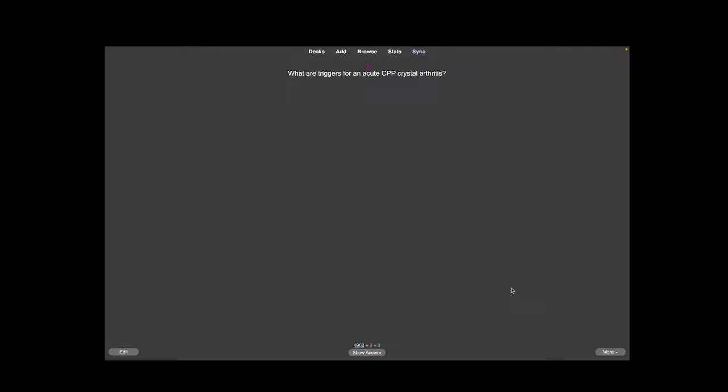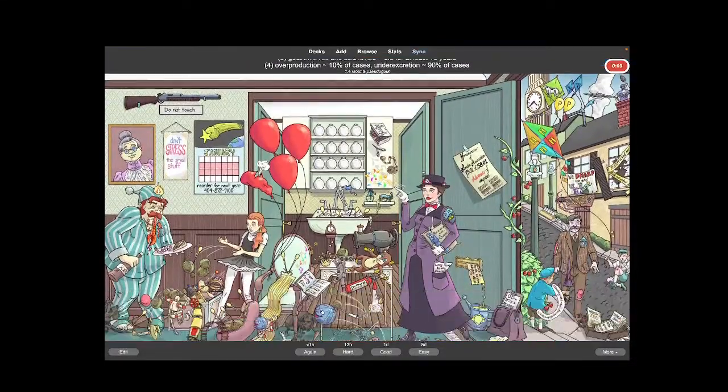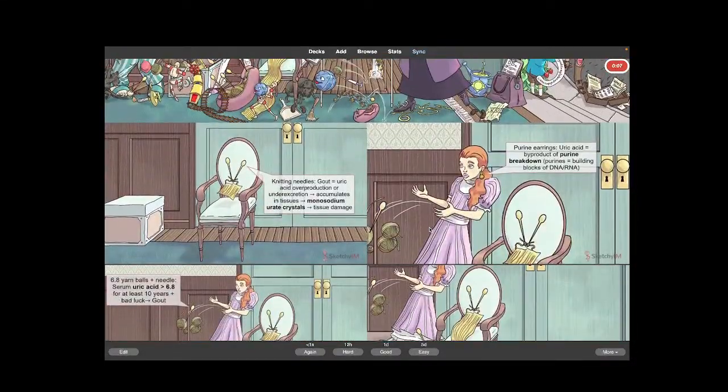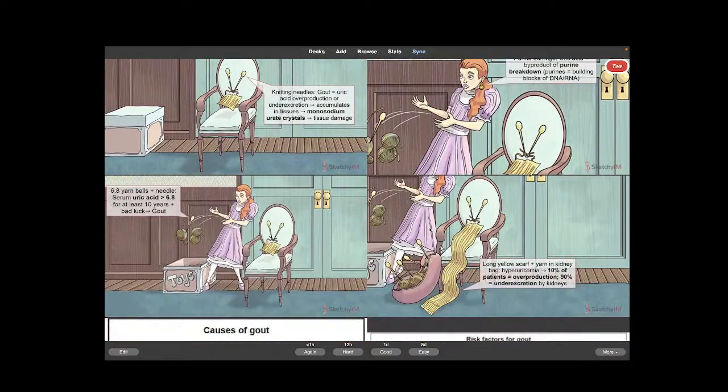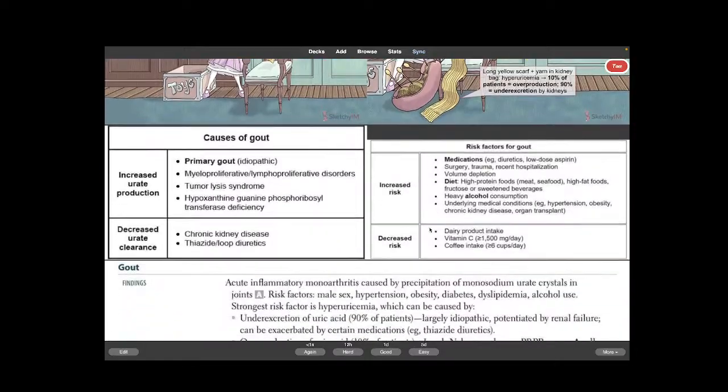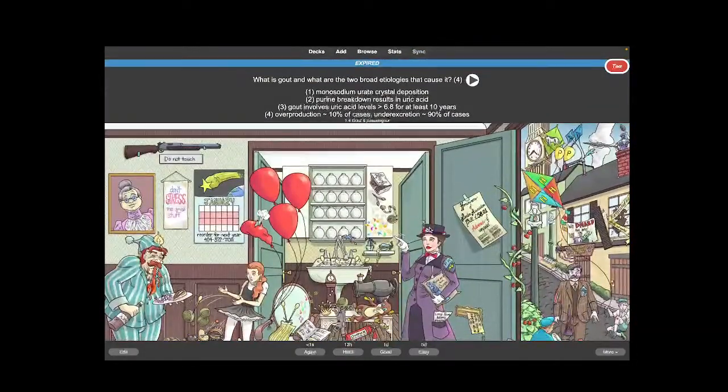Good question. I don't know. 4. Well, that's kind of weird. What are they saying? So we have monosodium urate crystals. What is this right here? A urine breakdown. Uric acid, and of course, under-excretion by kidneys. Too much uric acid and under-excretion. Basically gout. Okay. Gout.